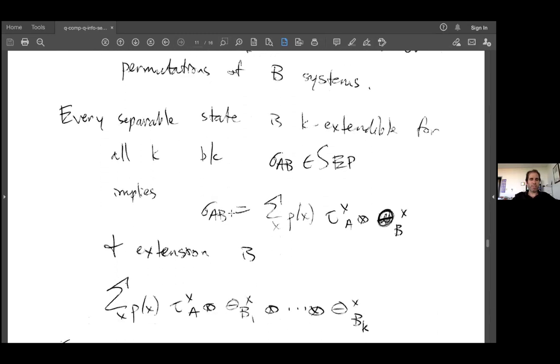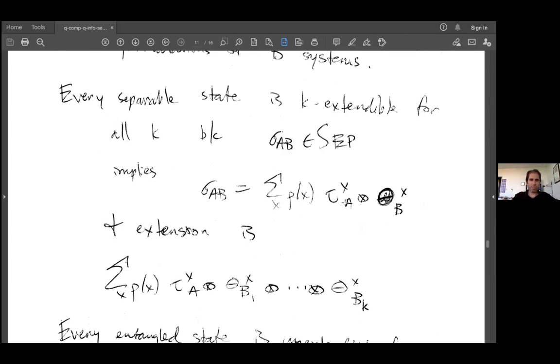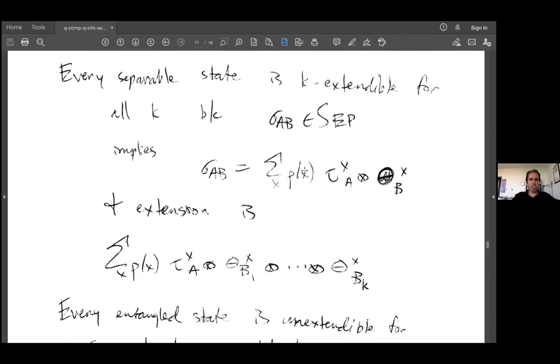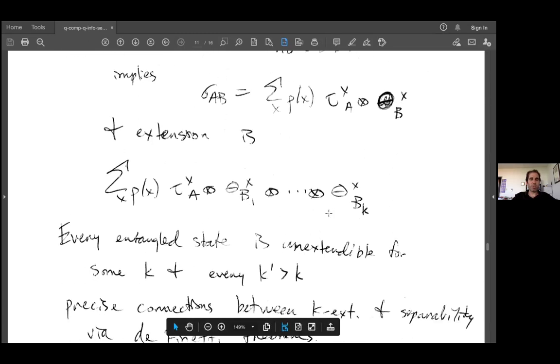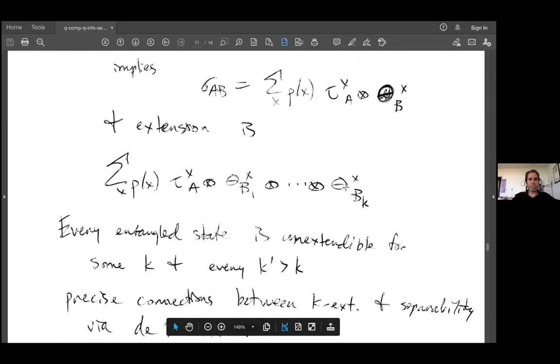Why is that? If a state is separable, you can write it as a convex combination of product states. This is a theta. Sorry for the messy notation. So it's a convex combination of product states, every separable state. And so what do you take as the K extension? You just take this state and you can repeat it K times. That's a legitimate state. It's permutation invariant under swaps of the B systems. And when you trace out B2 through BK, you get back this state. Okay, so that's a link between K extendability and separability.